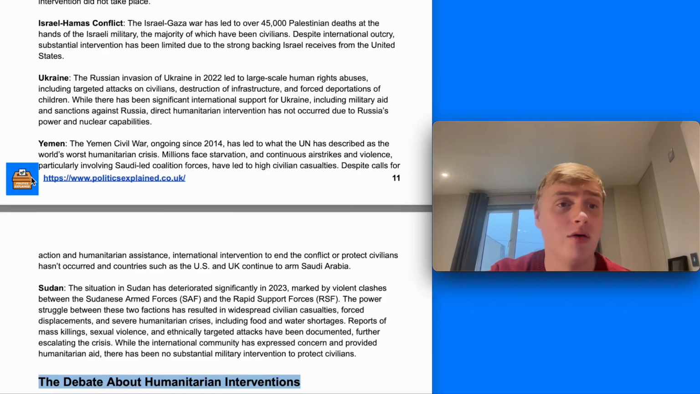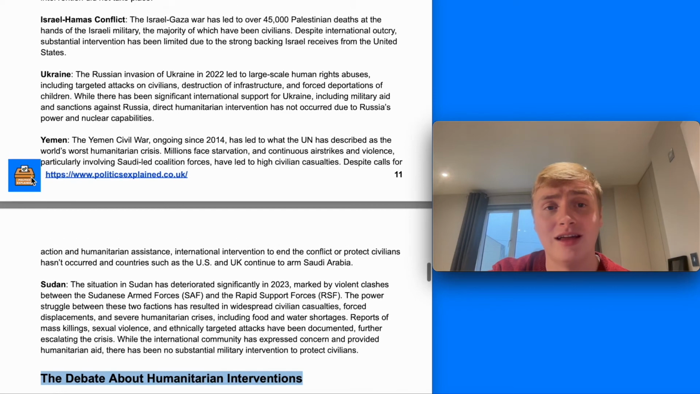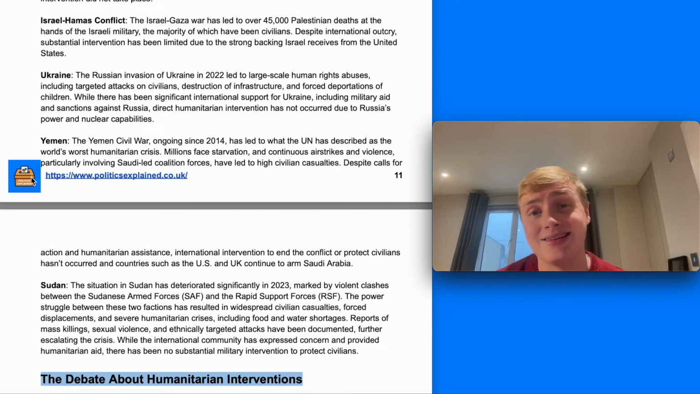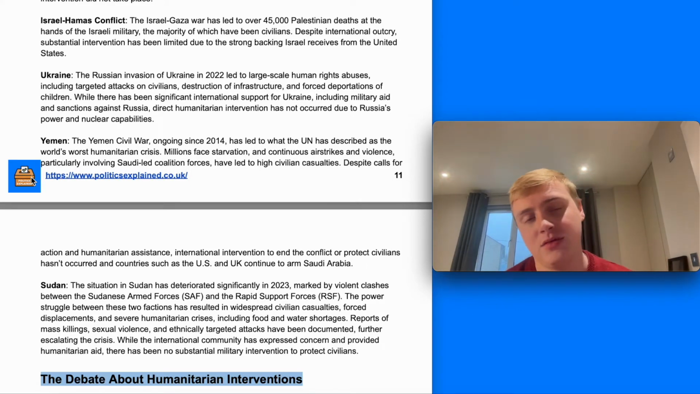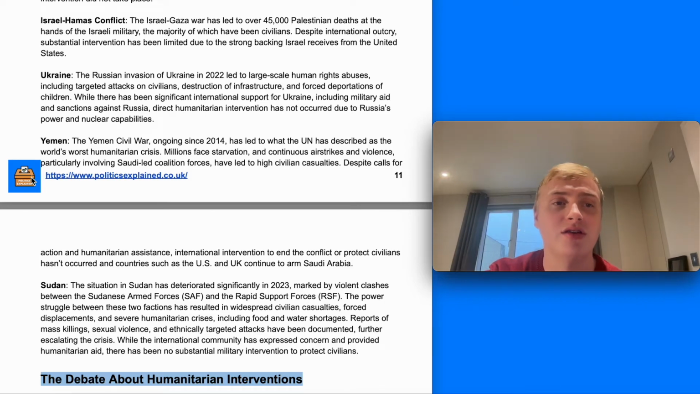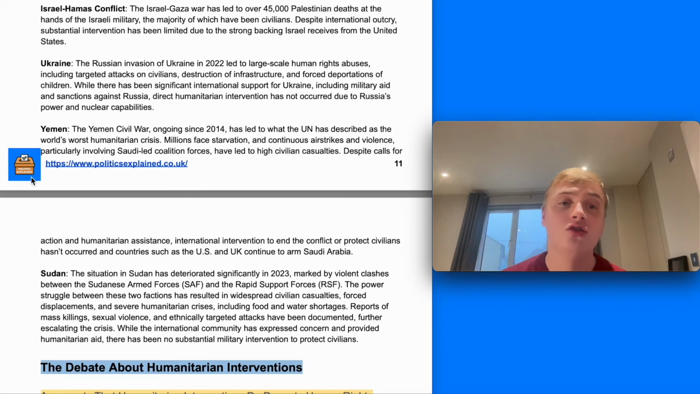The Israel-Hamas conflict, so the Israel-Gaza war has led to over 45,000 Palestinian deaths at the hands of the Israeli military, the majority of which have been civilians, and despite international outcry by a lot of actors and citizens, substantial intervention has been limited due to the strong backing Israel receives from the United States, even during the 1990s. It's very unlikely there would have been humanitarian intervention there. Ukraine, the Russian invasion of Ukraine has led to large-scale human rights abuses.